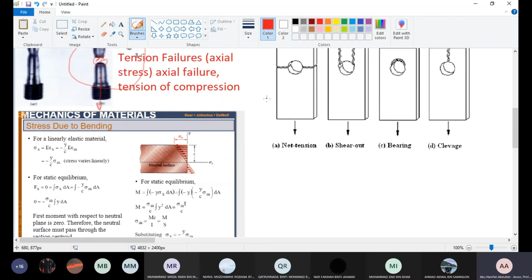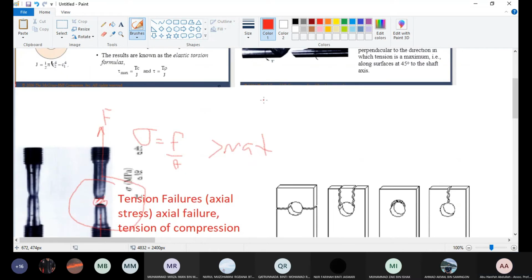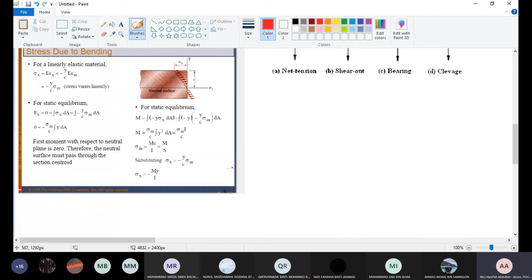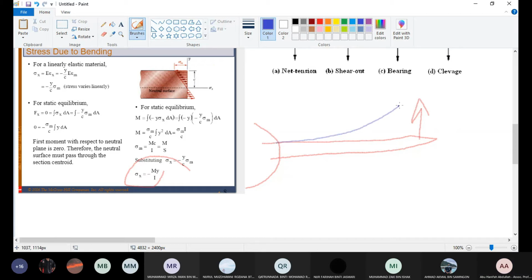What else do we have? We also have bending. We have torsion. This is torsional failure. You twist the structure member, it will fail due to the torsion. What else? You may have bending failure. If you bend the structure, this is the wing, for example. You apply load, the wing will bend up, and then it will fail.